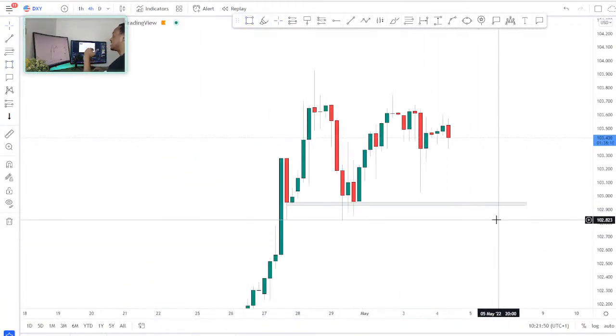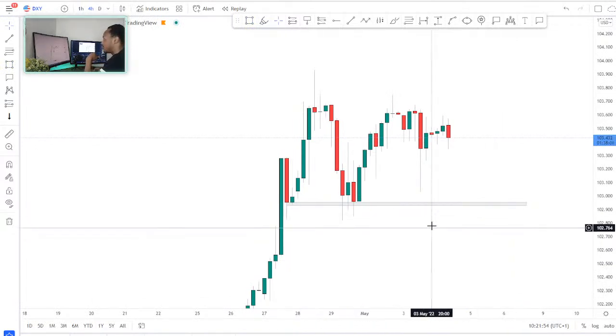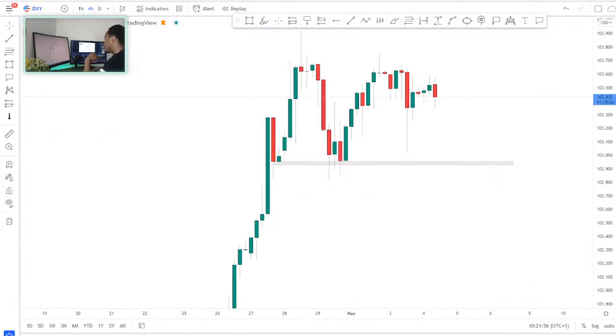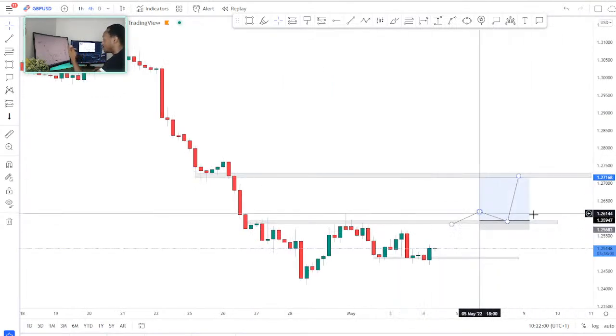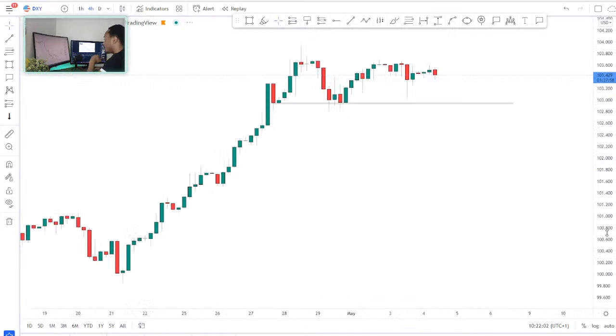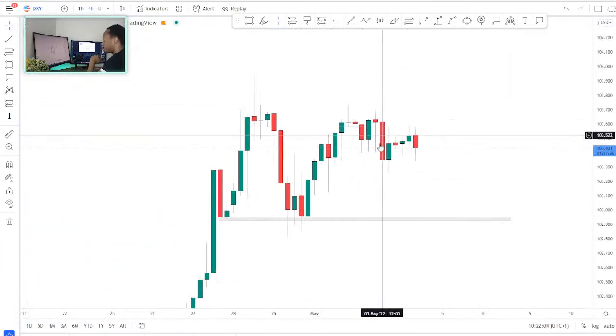This level is kind of like 1.26 for pound USD. So we've got that level there. If we can break, we can see that reversal. Same thing for pound as well. If we can break that level there, we can probably see that reversal. So for the DXY, we've pulled back.